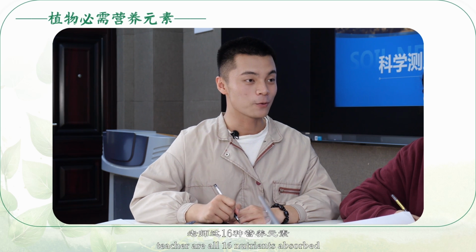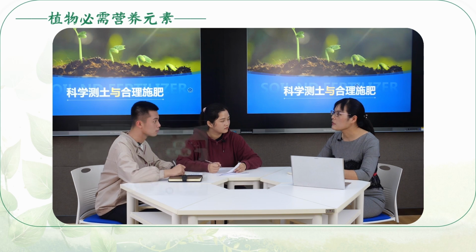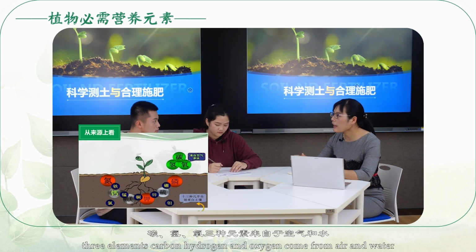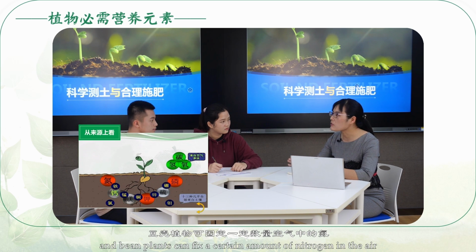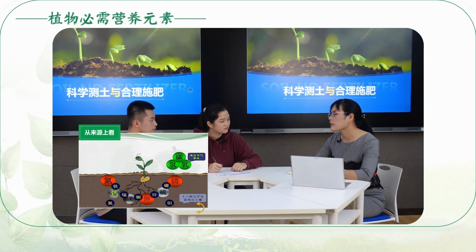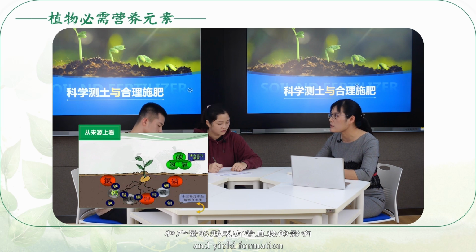Teacher, are all 16 nutrients absorbed by plants through the soil? No, they are not. From the source, three elements, carbon, hydrogen, and oxygen, come from air and water, while the other 13 elements come from the soil. And bean plants can fix a certain amount of nitrogen in the air. Therefore, soil nutrient status has a direct impact on crop growth and yield formation.